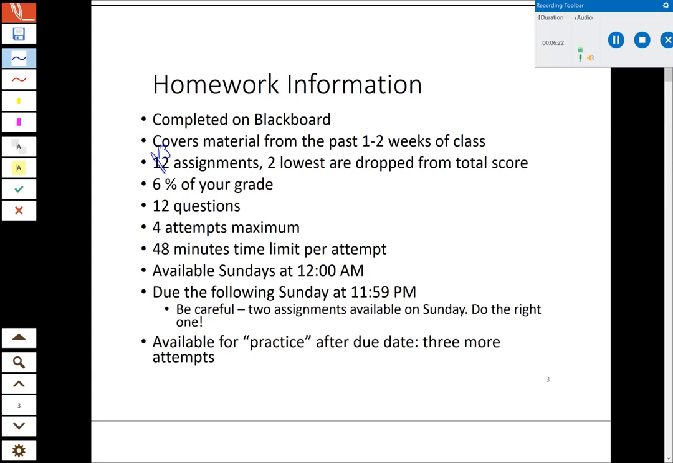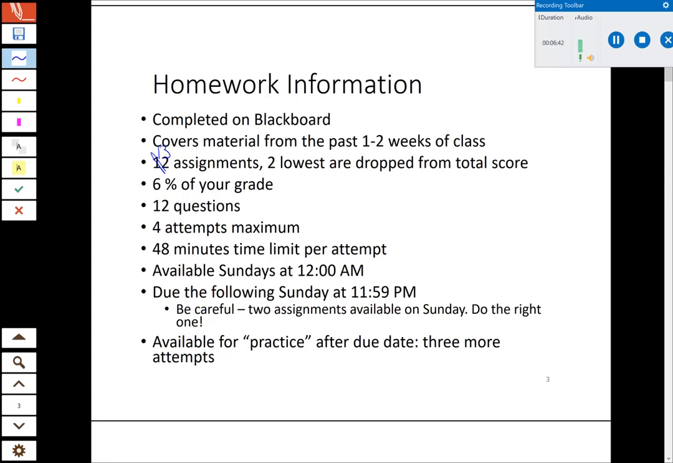And we'll try to get ahead of the homework a little bit. So again, you're not doing assignments on things that you're currently learning or haven't learned yet, obviously. And we do drop your 2 lowest homework scores. So that's going to be something that'll factor in your final grade at the end. And as I said, it counts for 6% of your grade.